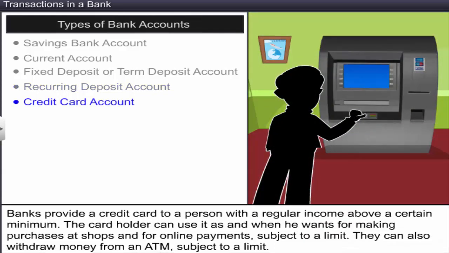Banks provide a credit card to a person with a regular income above a certain minimum. The cardholder can use it as and when he wants for making purchases at shops and for online payments, subject to a limit. They can also withdraw money from an ATM, subject to a limit.